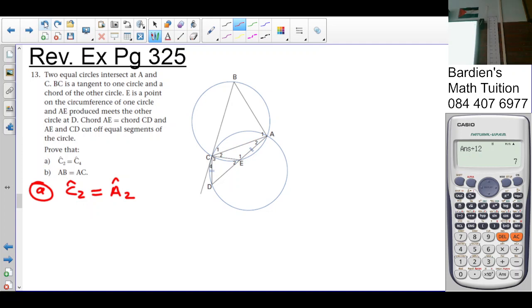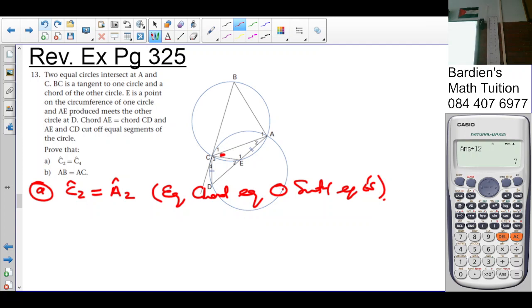So from that triangle, C2 is equal to which angle? C2 is equal to A2. You see that? C2 is equal to A2. Why? Say your story there. Equal chords, equal circles, subtend equal angles.